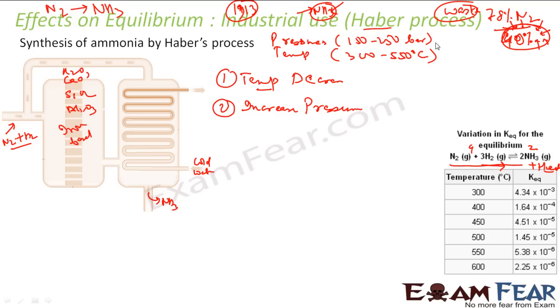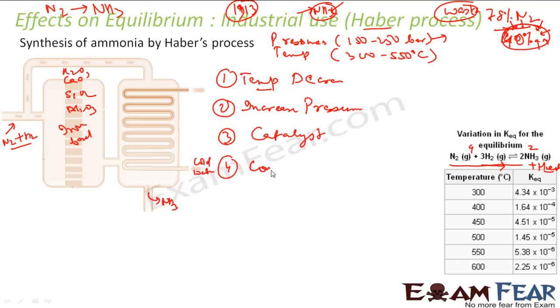We use high pressure, I told, right? 250 bar. Why? Because increasing pressure will help you get more ammonia. Correct? So we played with the pressure part also. We told that catalyst will speed up the reaction. So we used catalyst also to speed reaction.